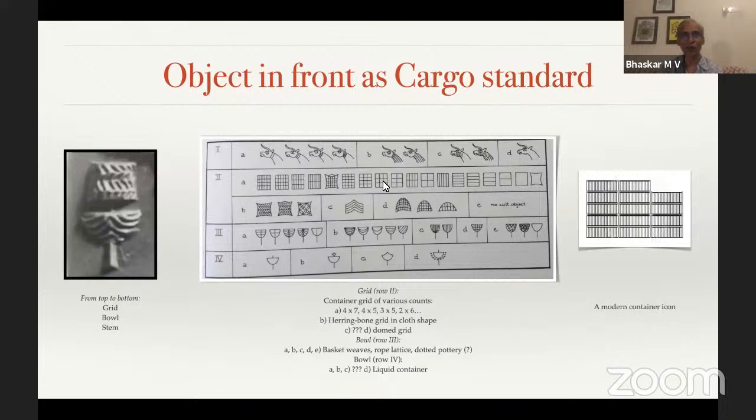And just so that this imagery becomes familiar to the modern eye, I have placed the modern icon for a container here. So that's how a container is seen. It's always a grid work. A container is a grid and nothing else. And that's how we see it. Whether it was 5,000 years back or it is now, we see it as a grid.